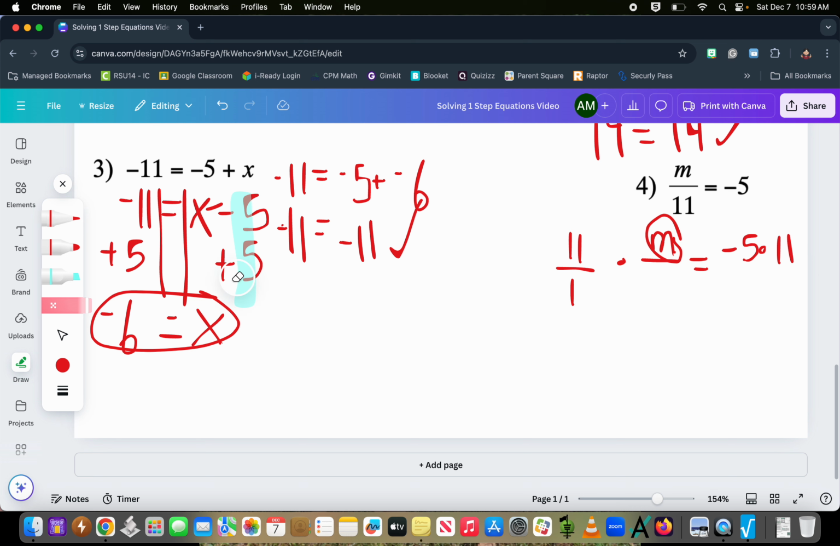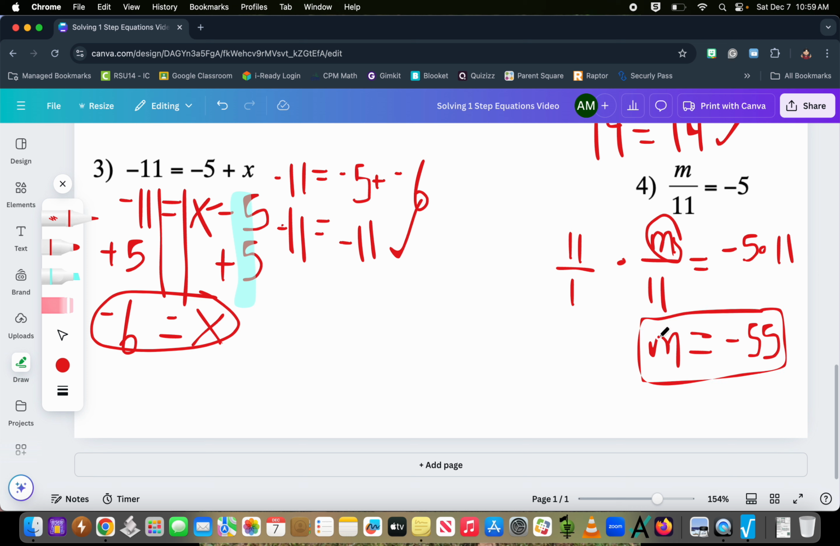So if we finish this, we end up with m equals negative 5 times 11. The only thing we have to remember is that a negative times a positive is a negative. So in this case, it should be negative 55.